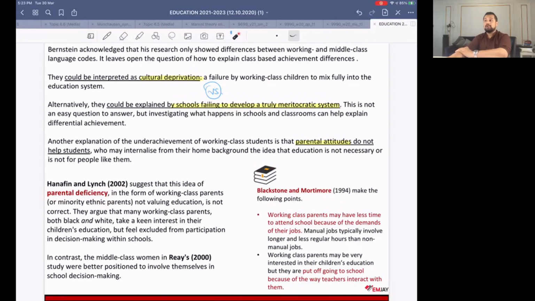Or the people involved in manual work, do you think their jobs would allow them to participate in any of these activities at school? They might not. Number two, working class parents may be very interested in their children's education, but they're put off going to school because of the way teachers interact with them.